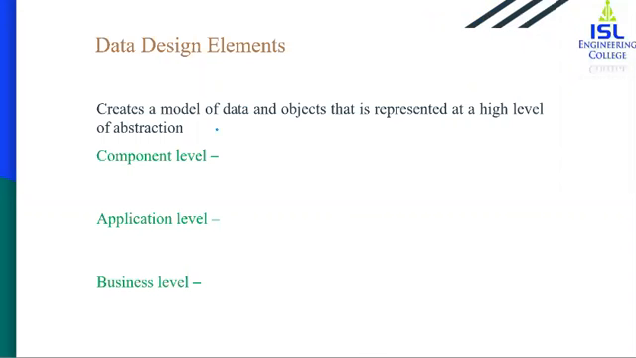Now, this data design element is going to create the models of data. This is the data that you're going to use within the software, and the different objects. It creates a model of data and objects that is represented at a high level of abstraction. What does high level of abstraction mean? It means you're defining the solution to the problem in broad terms, that is, you're not giving a lot of detail to explain the solution.